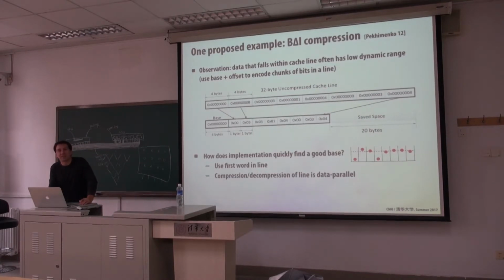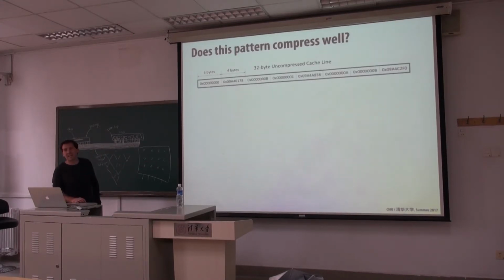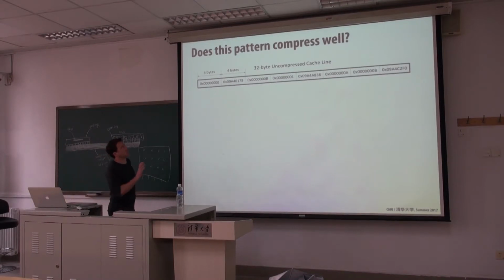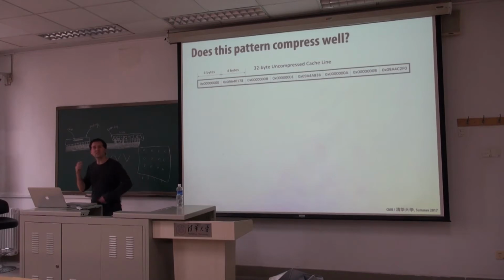But let's look at this pattern. So let's say that we use this idea. Does this cache line compress very well? Let's say we use the first number in the line, or maybe even the last number in the line, or maybe we use the average, or maybe we use the mode, the most common number. We can take anything that we discussed. In fact, the average is probably really bad here because none of the numbers are close to the average. First or last. So what's the problem?